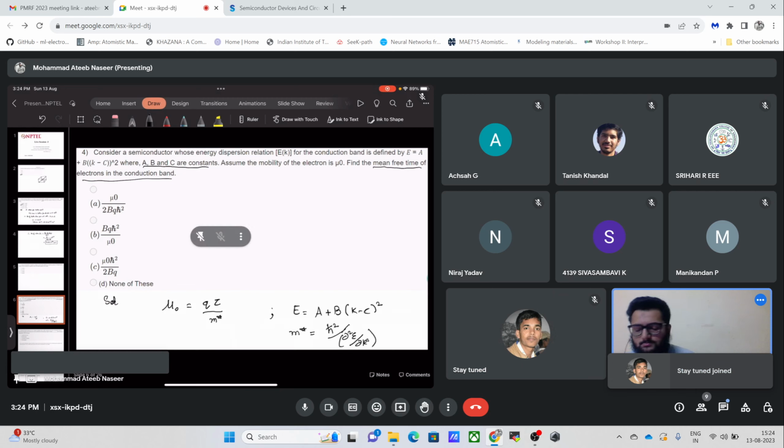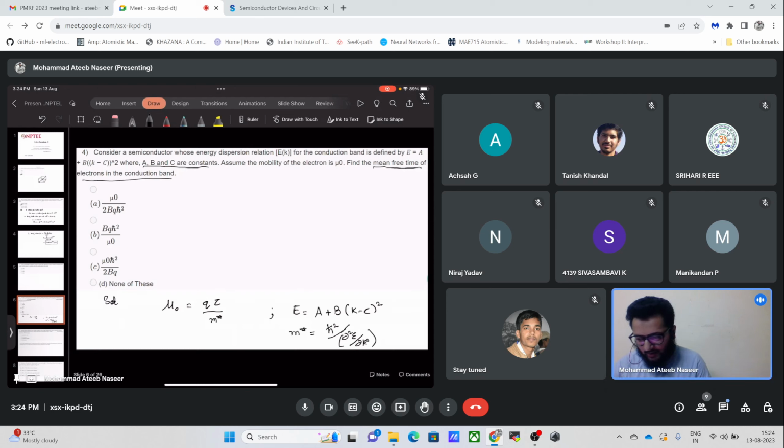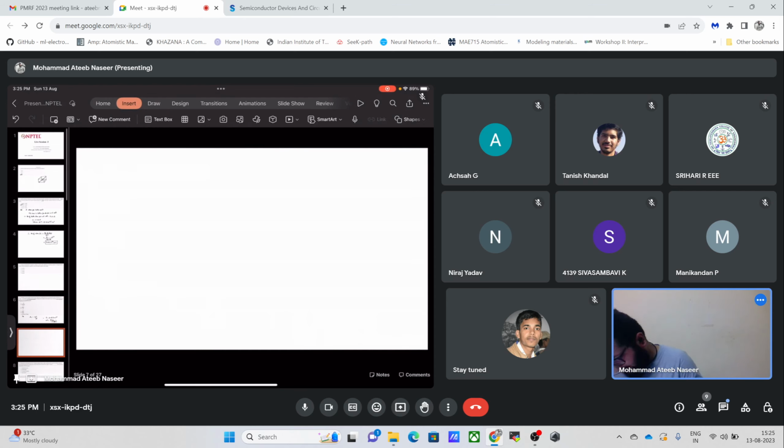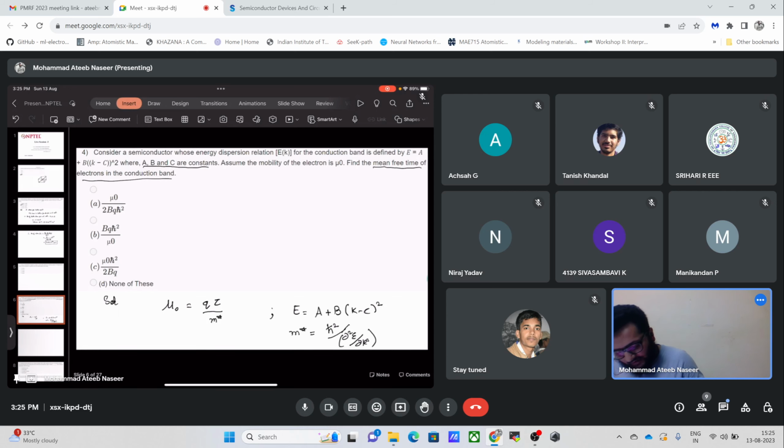Okay. So this m star is simply the second derivative of this E-k relationship that we will be having. Now we are required to differentiate this E-k relation, and you can see clearly from this it will just be 2 times b(k minus c).